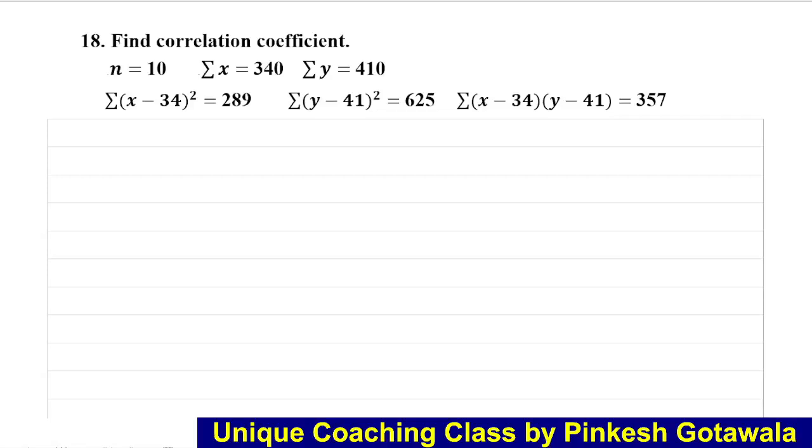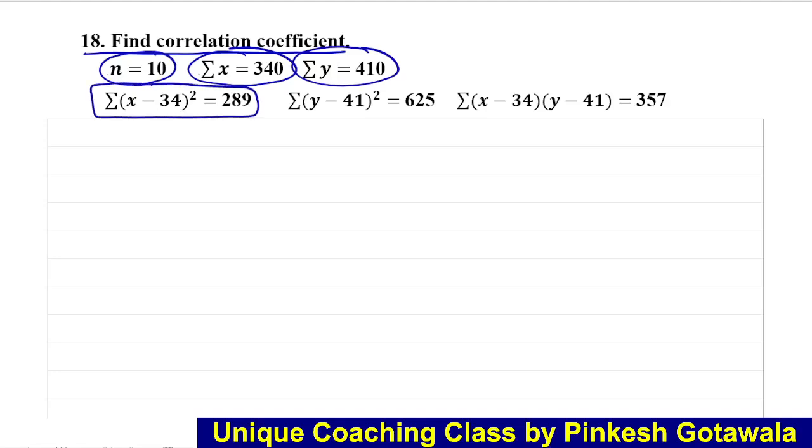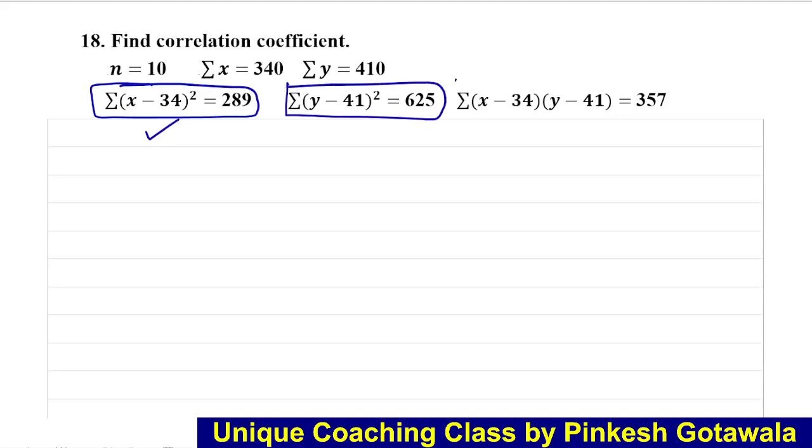Students, in a previous video, we started short sums regarding the Karl Pearson method. Today we are going to solve some more short sums. So let's see sum number 18. Find out the correlation coefficient: n = 10, sigma x = 340, sigma y = 410, sigma (x minus 34) whole square = 289. So this is the new point, something different. Same here, sigma (y minus 41) whole square, sigma (x minus 34)(y minus 41).